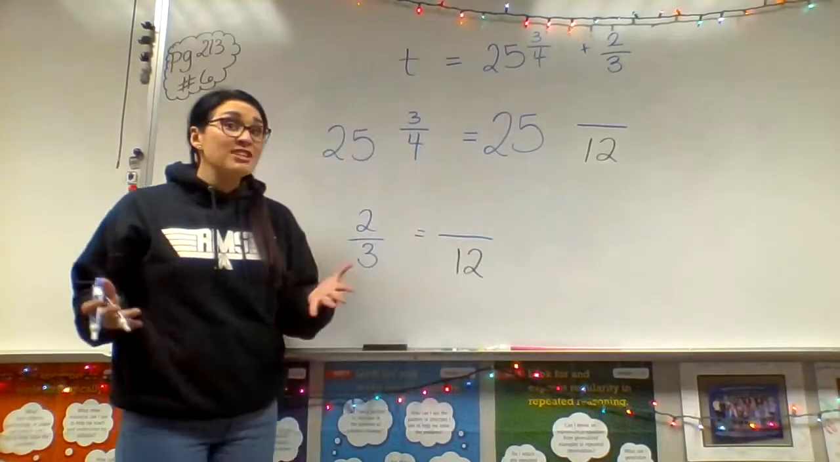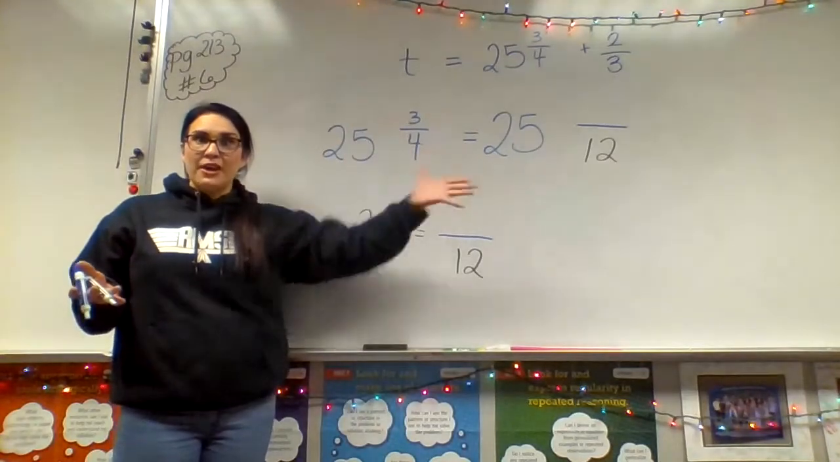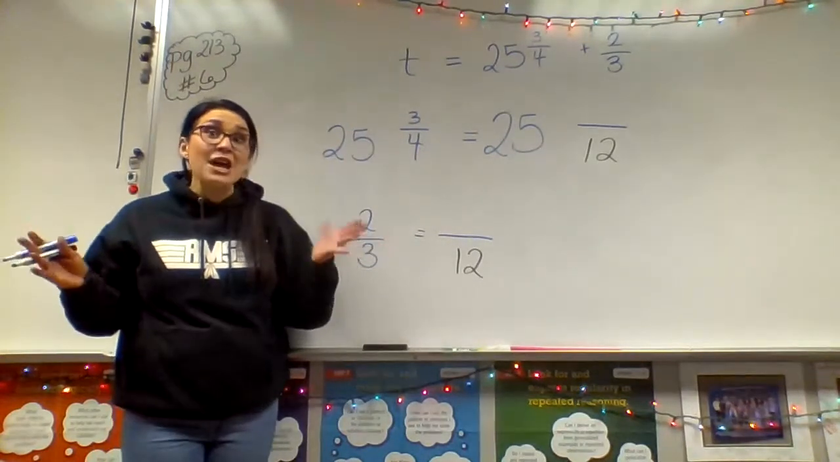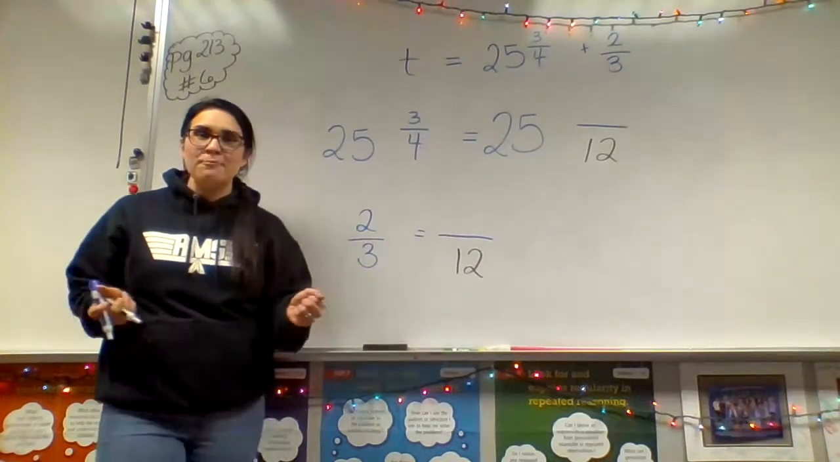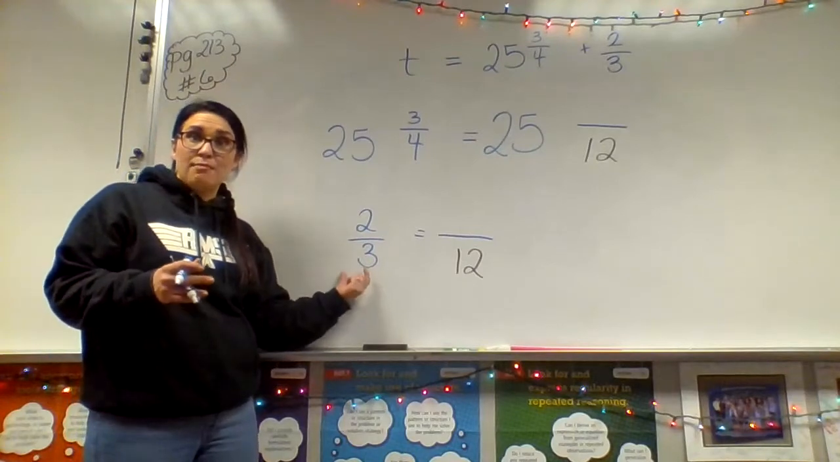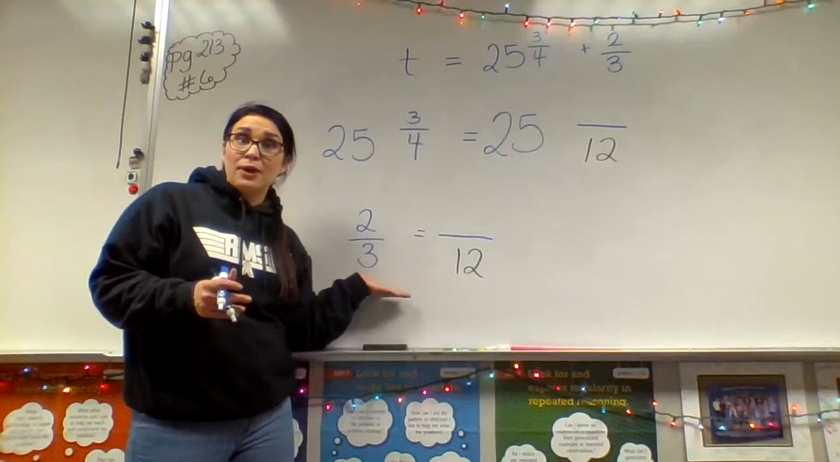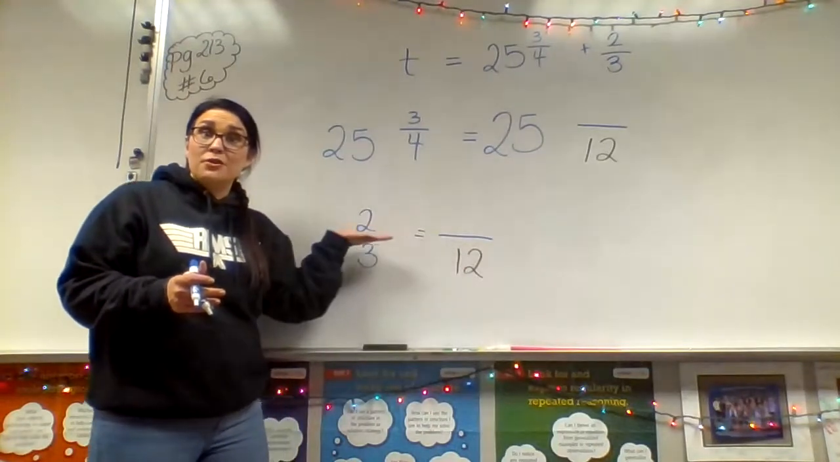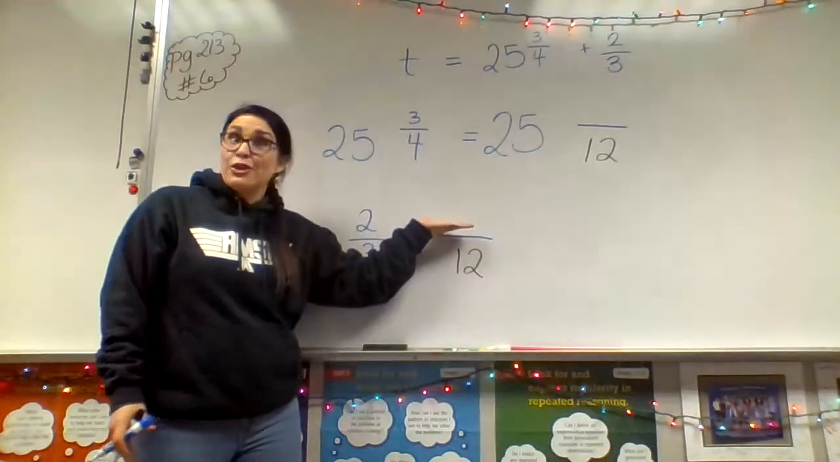Again, we're not going to be changing the value of these fractions, my friends. All the values are going to stay intact, but we're going to change the look of it so that we can actually perform these operations. So think to yourself, what do I need to multiply 3 by in order to get 12? And whatever we multiply the 3 by to get 12, you also need to multiply the 2 by that same number to get your numerator.